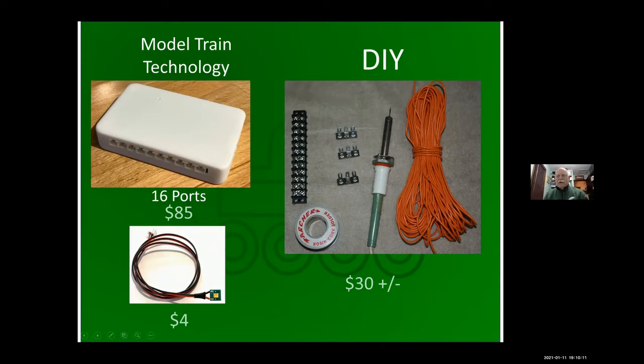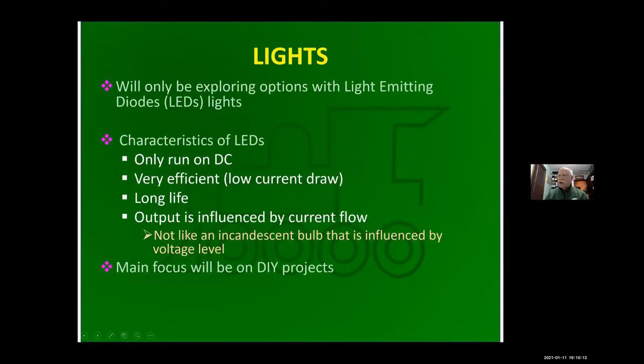Lights. If you've got the power, you've got the wiring in there, and you need some lights. And again, we're only going to deal with light emitting diodes, which are referred to as LEDs. LEDs have some very unique characteristics. One is they only run on DC. They're very efficient, with very low current draw. They have very long life, so you don't often have to replace them.